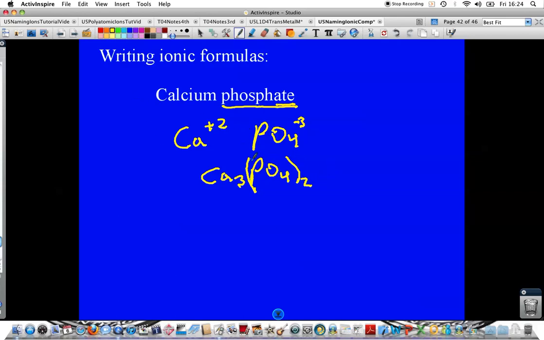Okay? And you can always check your work. 3 times +2 gives me a +6, and 2 times -3 gives me a -6. That cancels out, so that tells me that that's a neutral compound, and that's more than likely the right answer.